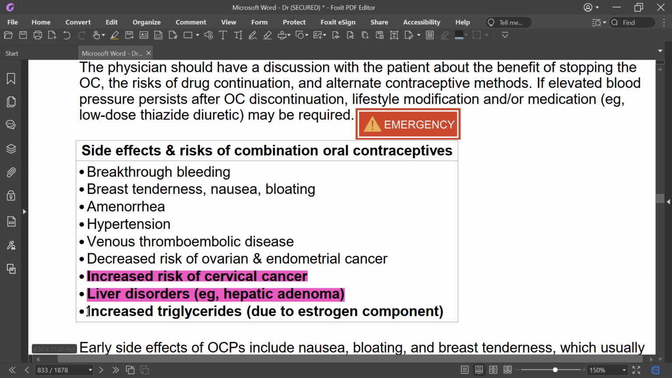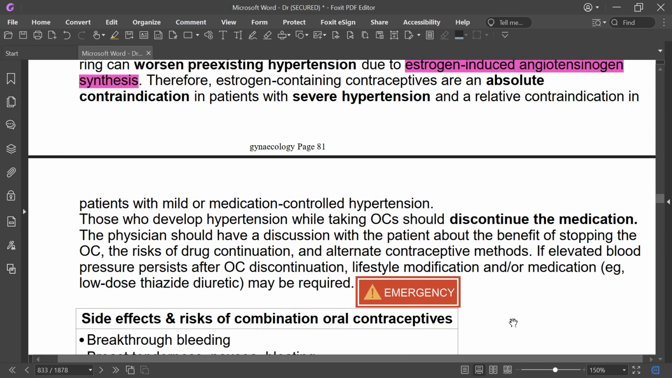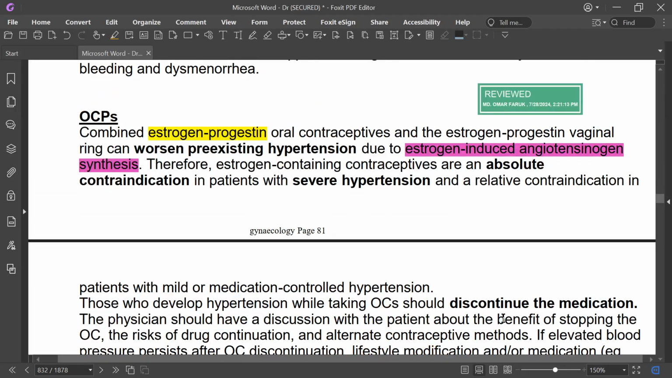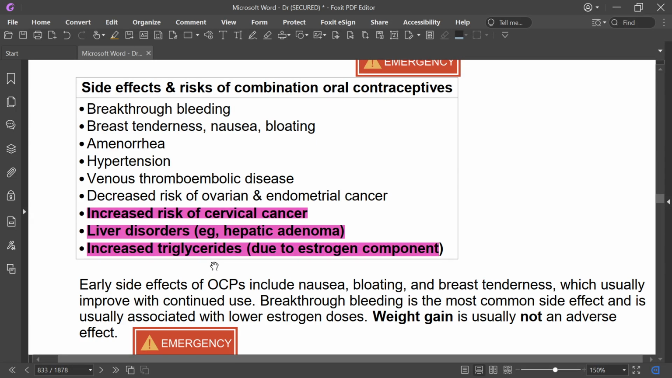And increased TG due to the estrogen component. Increased estrogen can cause angiotensin synthesis, and this angiotensin synthesis can cause hypertension. There may be hypertension, venous thromboembolic disease, and the most important, it can cause increased TG synthesis due to the estrogen component. It can cause increased TGs.